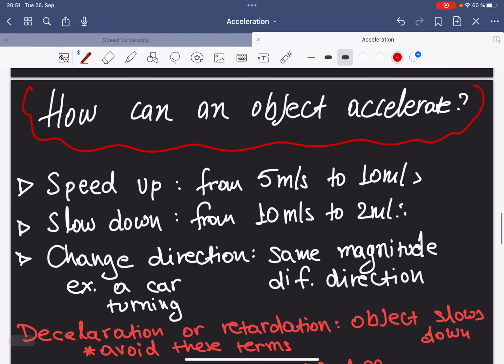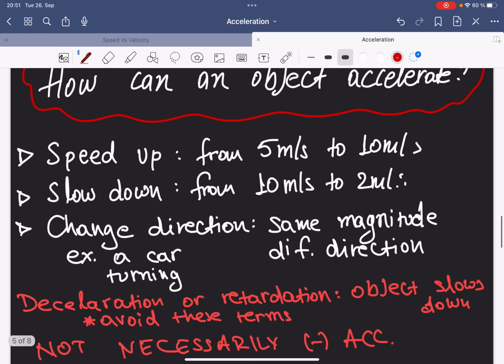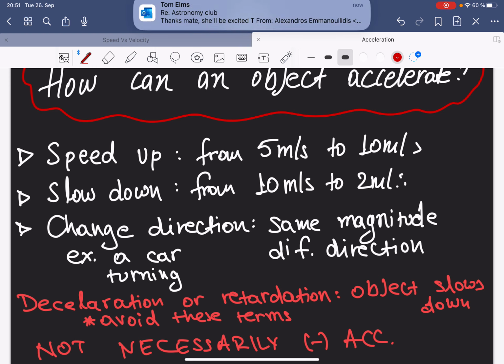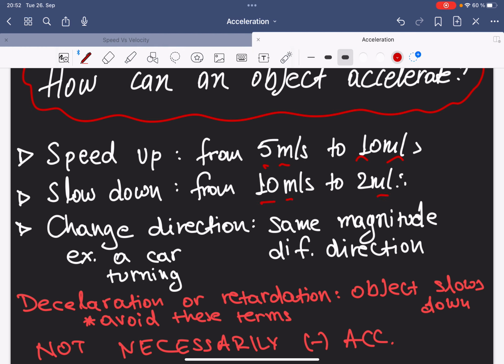Now, the next question I have for you is how can an object actually accelerate? And we identify three main ways for it to happen. Number one is when the object is speeding up. So let's say from 5 meters per second to 10 meters per second. When the object slows down from 10 meters per second to 2 meters per second, in all of these cases, we have acceleration. But there is a third one, which is kind of neglected among classroom discussions.